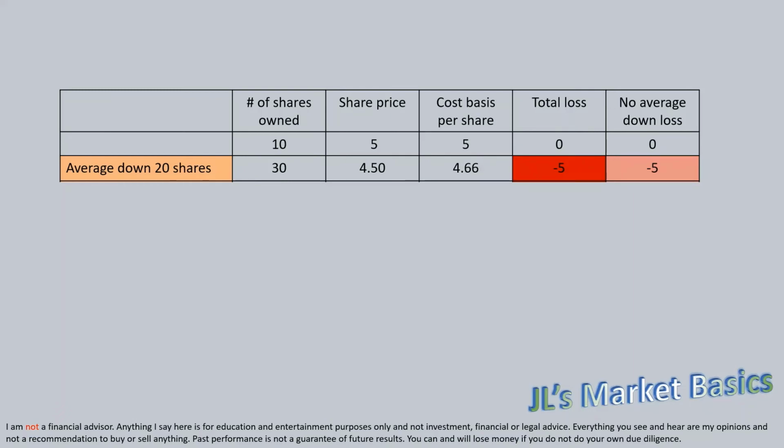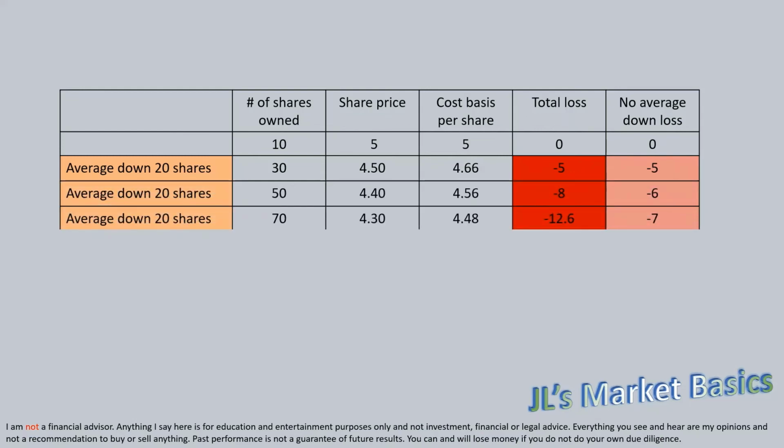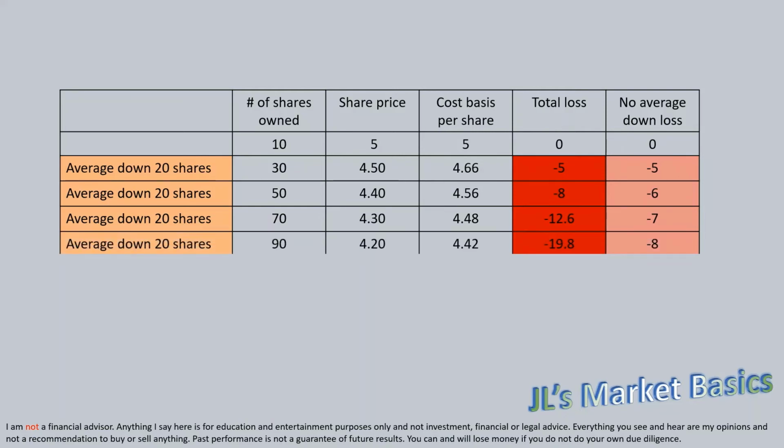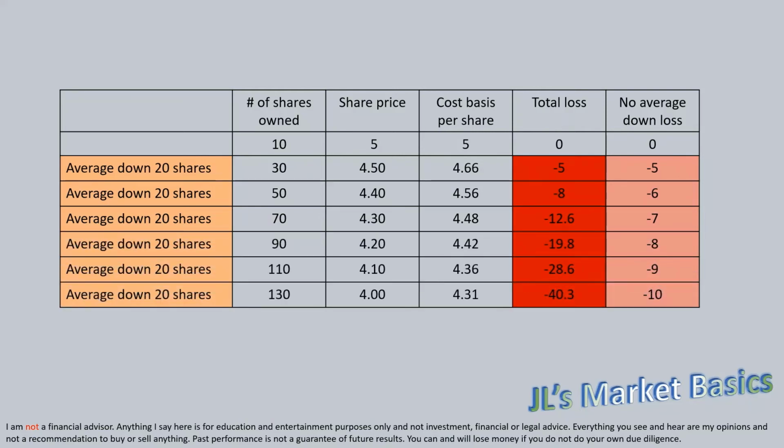But the share price goes down to $4.40, so they average down with 20 more shares. And the price goes down again, and they average down again, and they repeat this until the price reaches $4 per share. Here we can see that the total loss from averaging down is much greater than if the person had just held onto the original 10 shares.